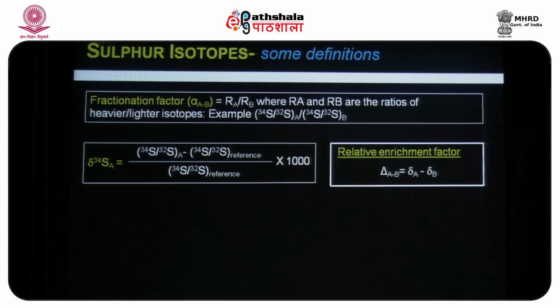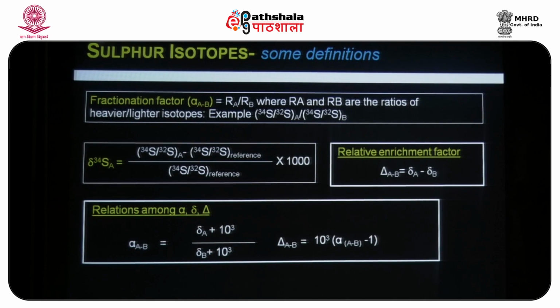The reference material often used is Canyon Diablo troilite, which is an iron sulfide found in the Canyon Diablo meteorites in Arizona. However, recently this Canyon Diablo troilite has been replaced by VCDT, which is Vienna Canyon Diablo troilite. In case of 2 coexisting phases, the difference between isotopic ratios of 2 samples is known as the relative enrichment factor, and the relative enrichment factor and the fractionation factor are related by different equations.